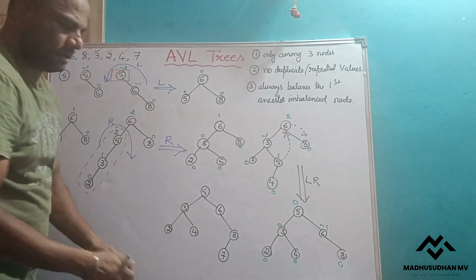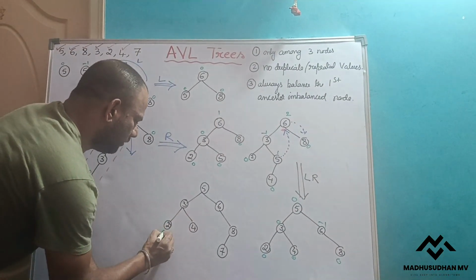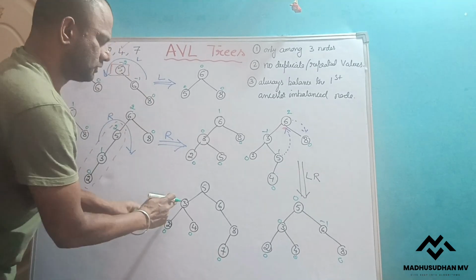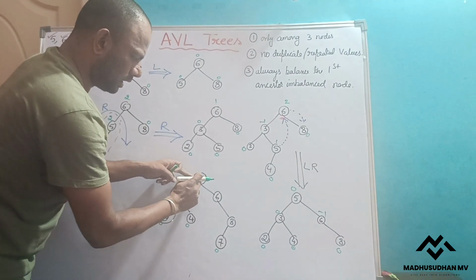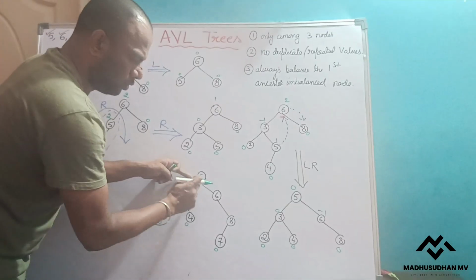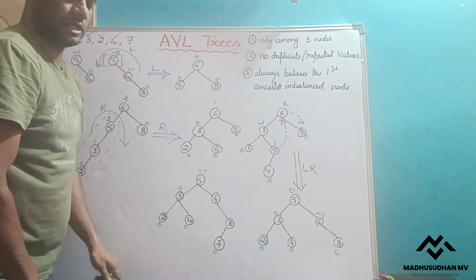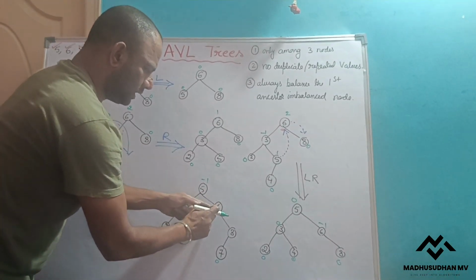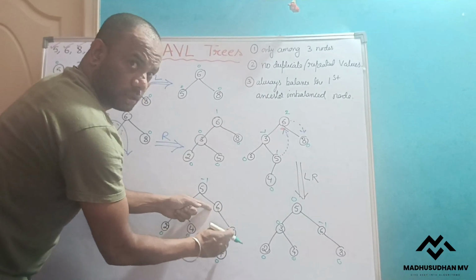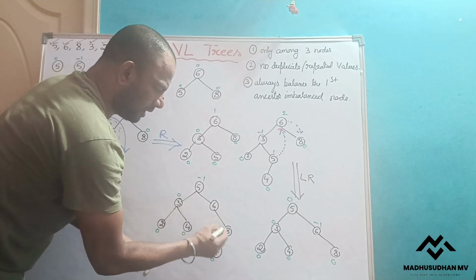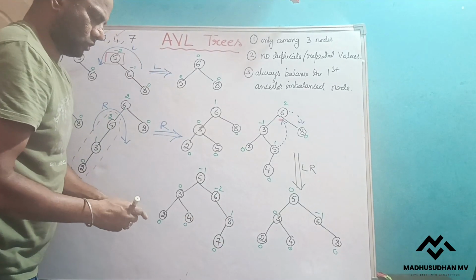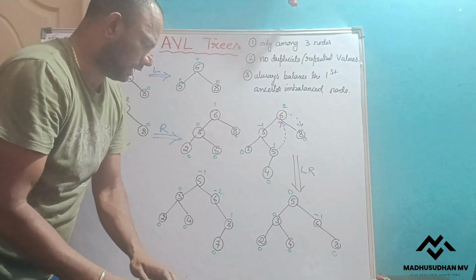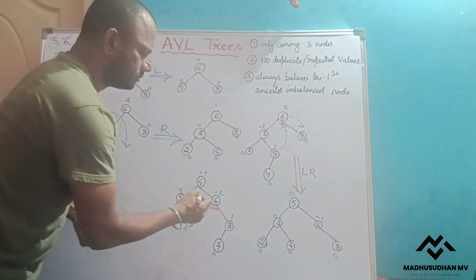Now calculate the balance factor. Leaf node 0, 0, 0. Now this one, 1 minus 1, 0. Now 1, 2. Here 1, 2, 3. 2 minus 3, minus 1. This one, for this one 1, 2. Left, right side tree, 0, 0 minus 2, minus 2. Here 1 minus 0, 1. So all the nodes are balanced except this node.